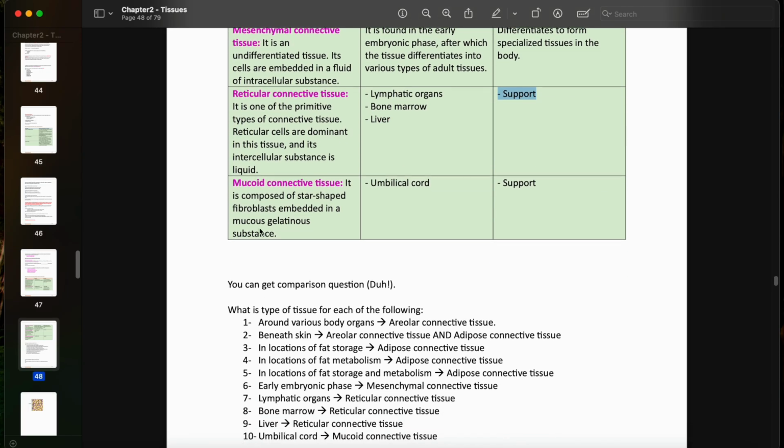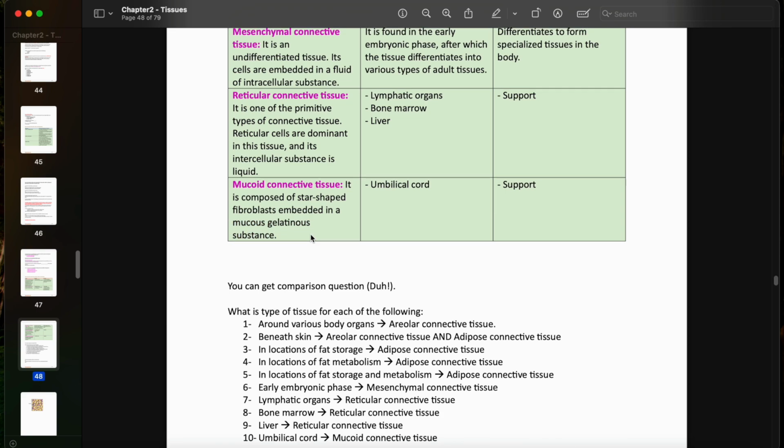And then we're going to have the mucoid connective tissue. It is composed of star-shaped fibroblasts embedded in a mucus gelatinous substance. They can tell you, give an example for each of the following, and a tissue type that is composed of star-shaped fibroblasts. Depending on the description, you can pretty much have this question and the answer being mucoid connective tissue. These cells are embedded in a mucus gelatinous substance.